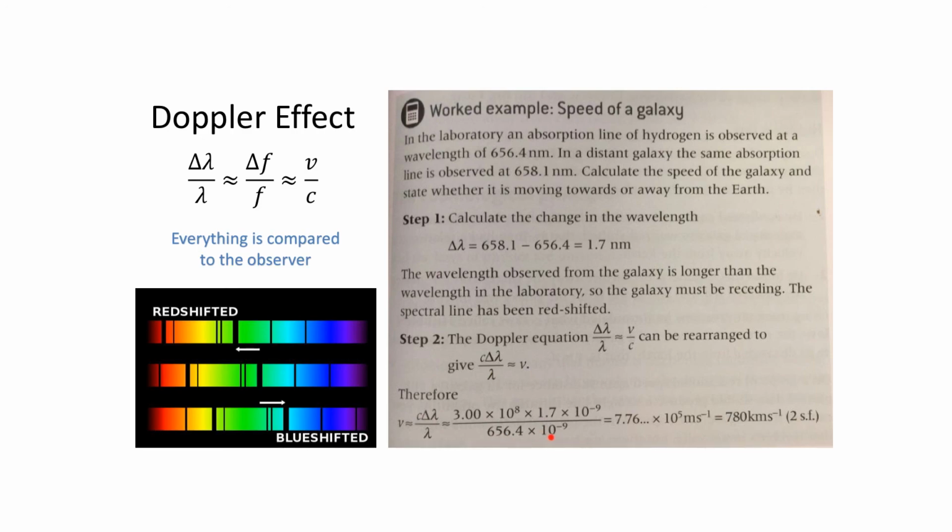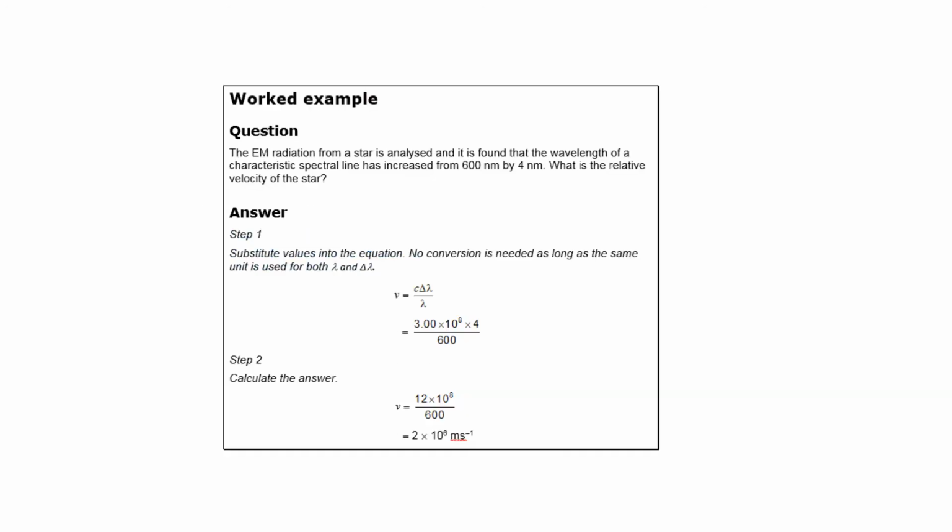656.4 nanometers. Now, one thing to be careful of is choosing the right one, and we're always after the one that you've got in the laboratory. It's never the one that you've observed. And then whack it into a calculator, and that will give you an answer, which in this case gives about 780 kilometers per second.